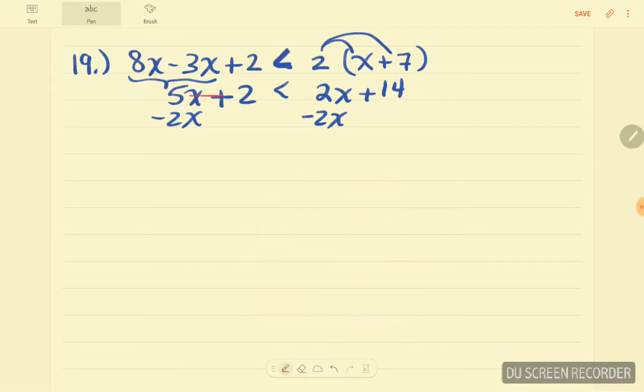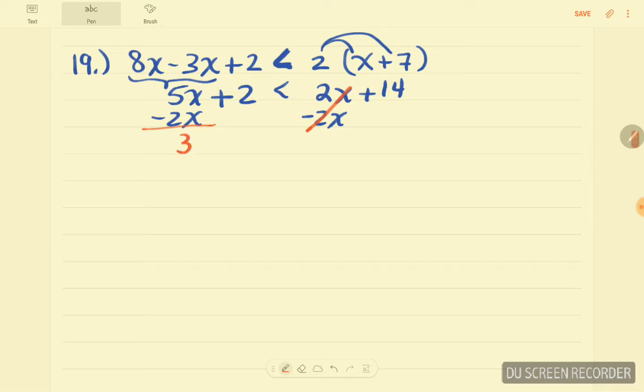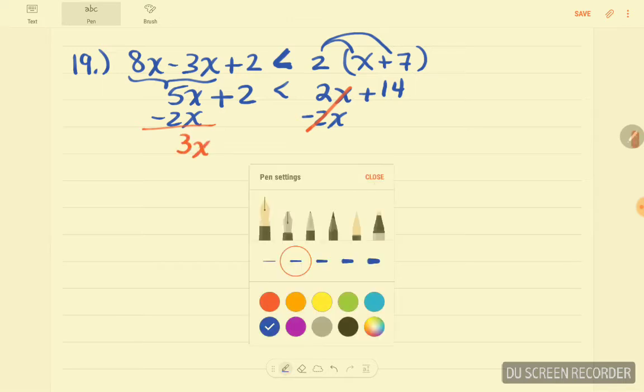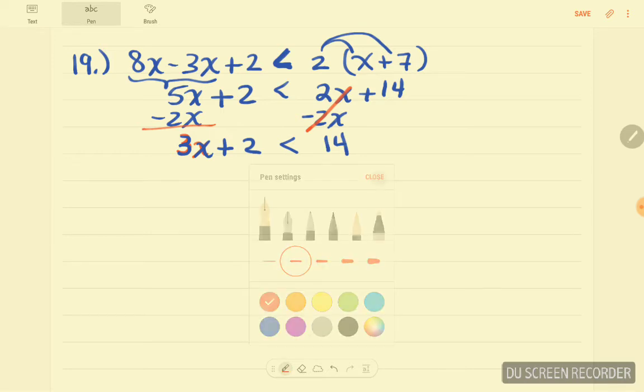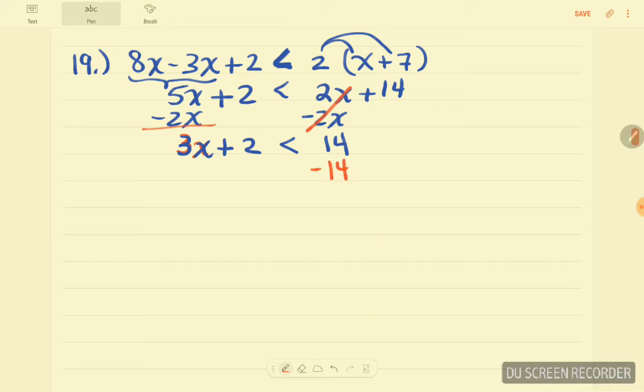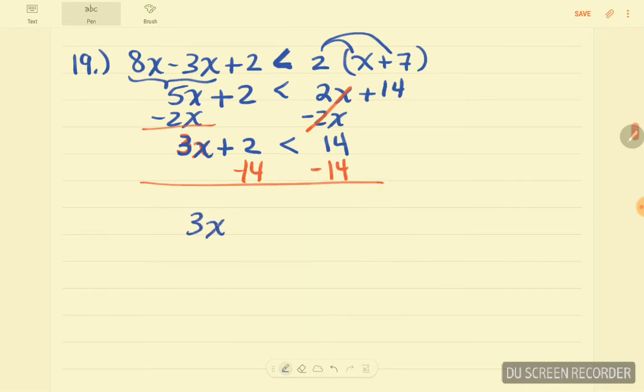And that will give me, well, I don't need to cross that out. I'm just going to write that as 3x, which I wanted my blue back, 3x plus 2 is strictly less than 14. Then I will also subtract the 14 from each side and get 3x minus 12 is less than 0.